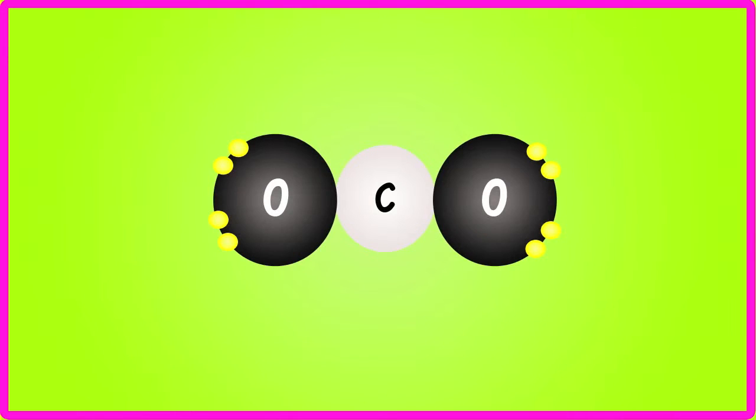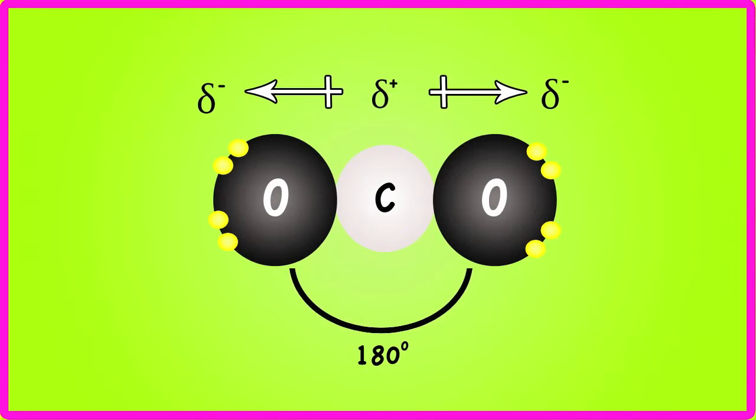So is electronegativity the only thing that makes a molecule polar? No, not quite. The molecule geometry also plays a massive role in determining whether the molecule is polar or not. Take carbon dioxide for example. The oxygen atoms are delta negative, which means they repel each other equally around the central carbon atom, giving the molecule a symmetrical linear shape.